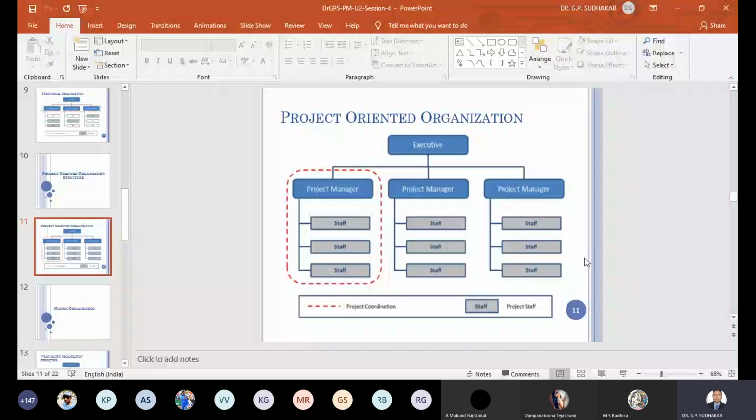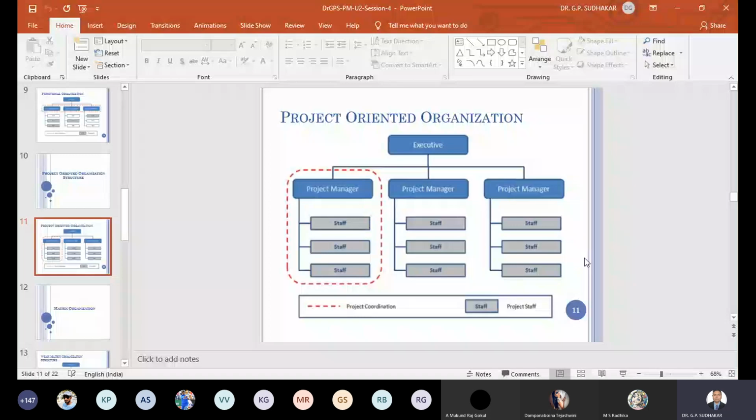The disadvantage is that if the project gets completed, somebody has to leave the project team, or they may have to change the organization, something like that.